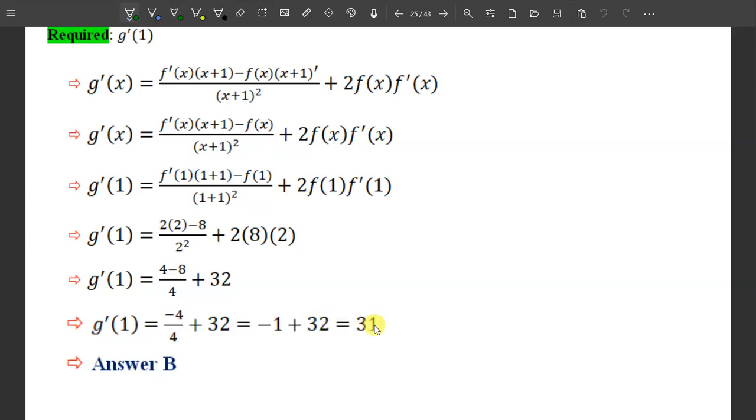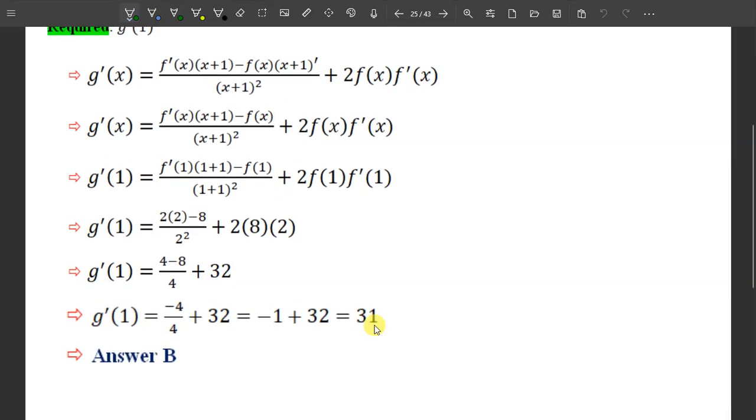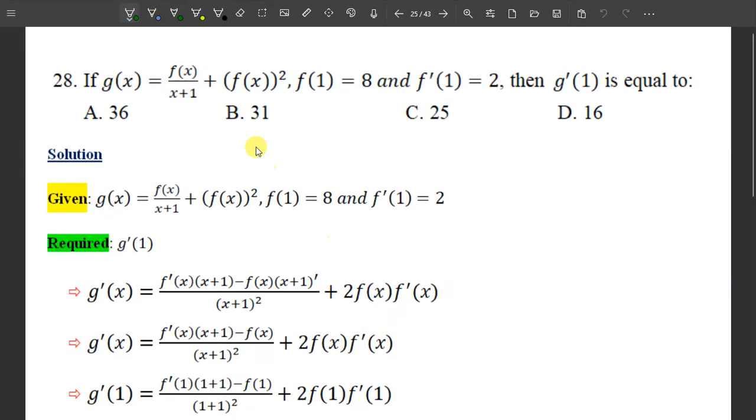Therefore, g prime of 1 is exactly equal to 31. That is the solution for this particular example. Therefore, our choice here is B. The right answer is the one indicated in choice B. Now let us see the next question.